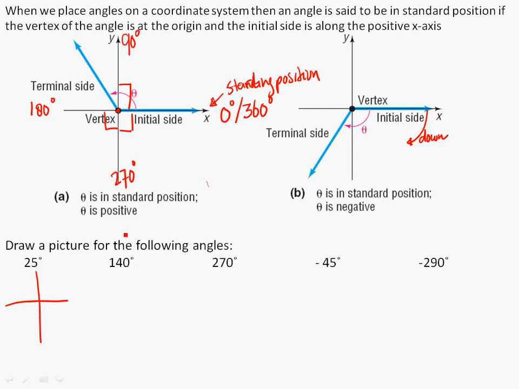Okay. If I'm asking you for a picture of a 25-degree angle, you know that 90 is here, so you're in quadrant 1. So I'll take something like that. That's good enough for me, and that's all you have to draw. You don't even have to show me in which way you rotate it.